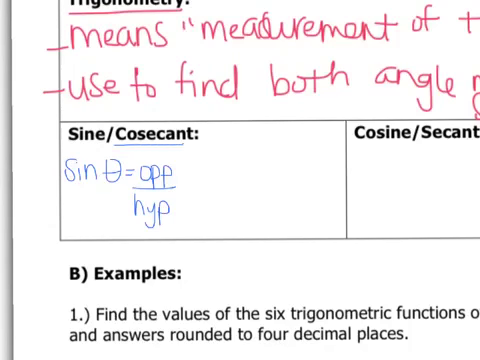Cosecant is the reciprocal ratio. So the cosecant of theta is the hypotenuse over the opposite side. Cosecant is the reciprocal ratio of sine.